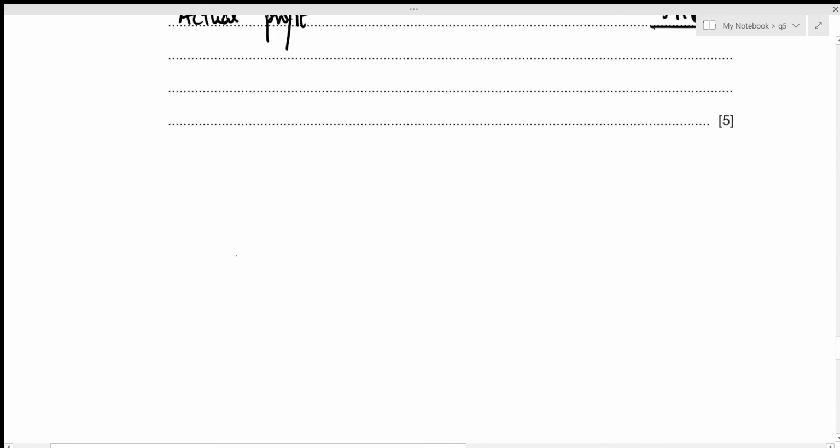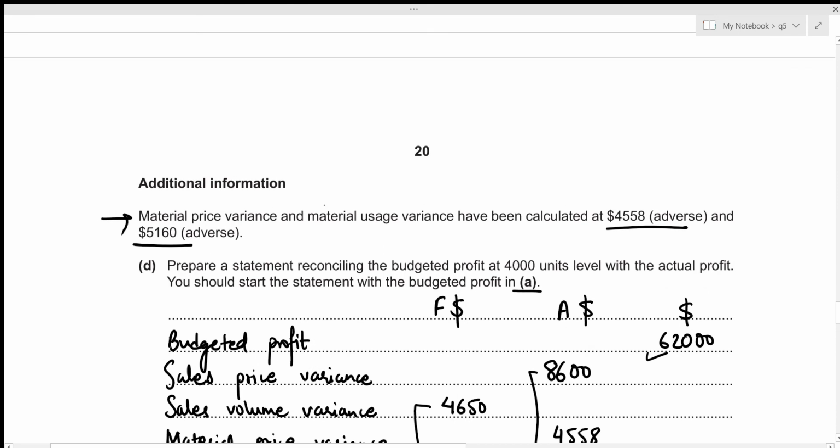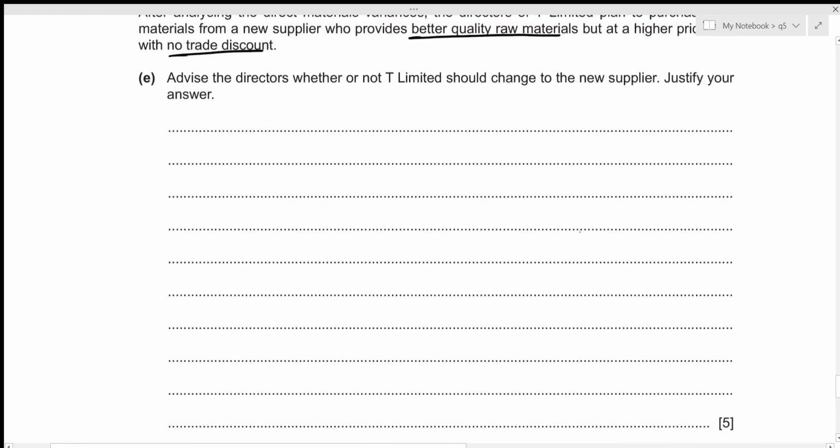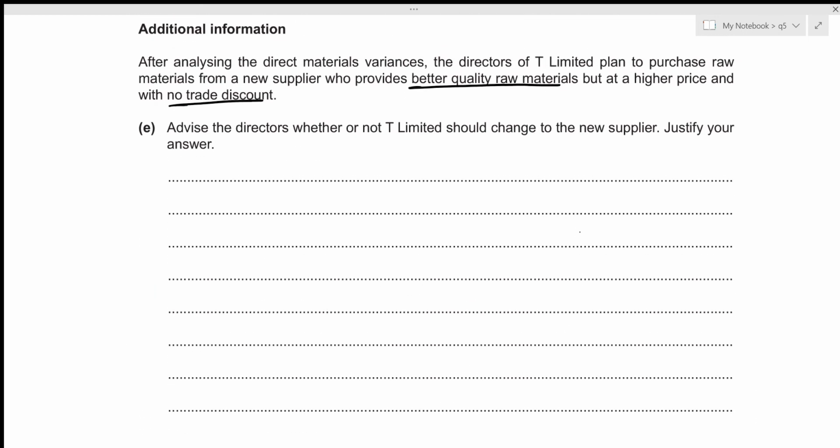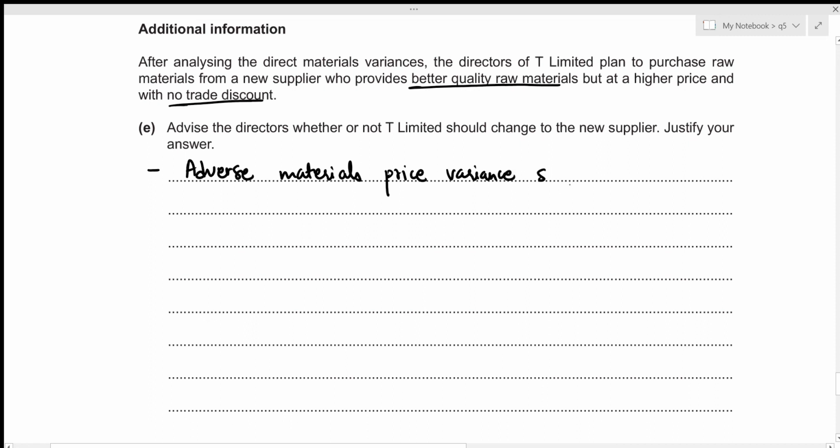First of all, let's have a look at our materials variance. We can see that both the price variance and the usage variance were in an adverse condition, right? So let's write it down. We can say that adverse materials price variance suggests higher price than the expected one.